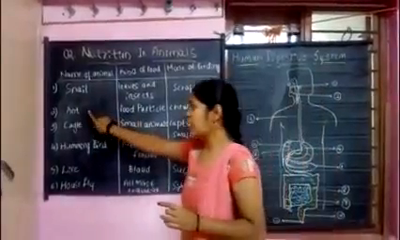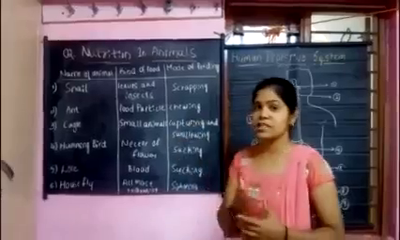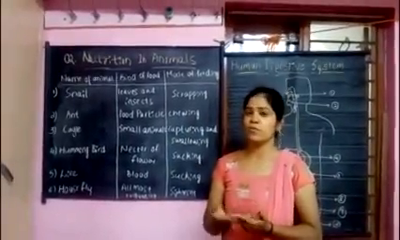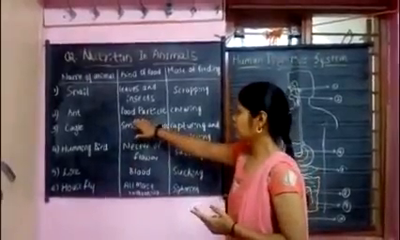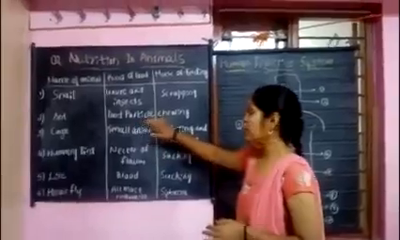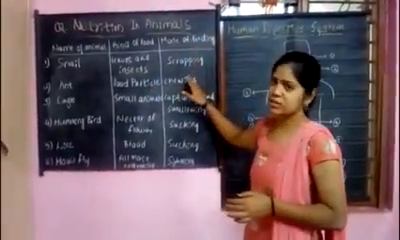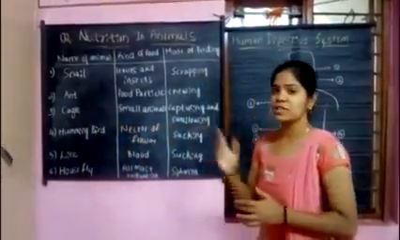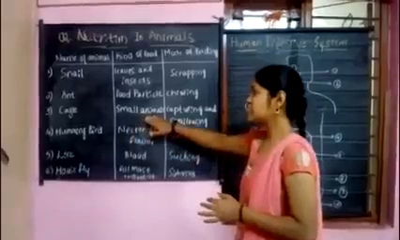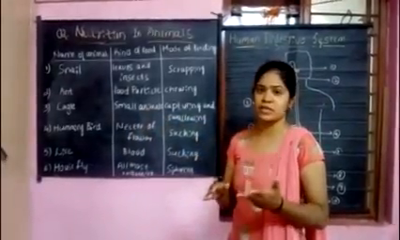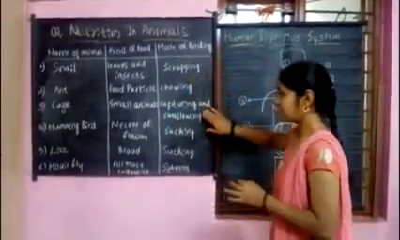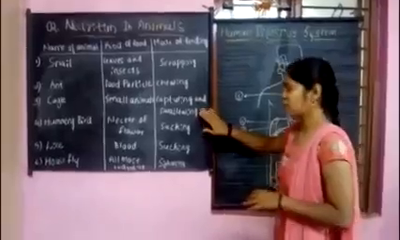The next one is ant. What does it eat? Ant eats sugar and some food particles. So the kind of food is food particles and the mode of feeding is chewing. The next is an eagle. What does it eat? Eagle eats small animals like rats, snakes and some other animals. So the mode of feeding is capturing and swallowing.